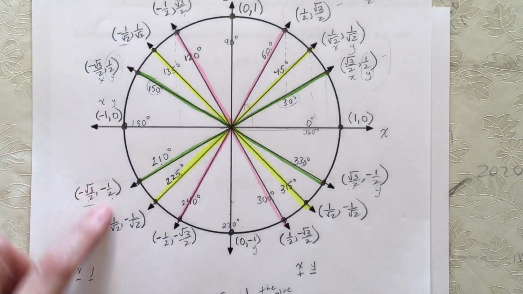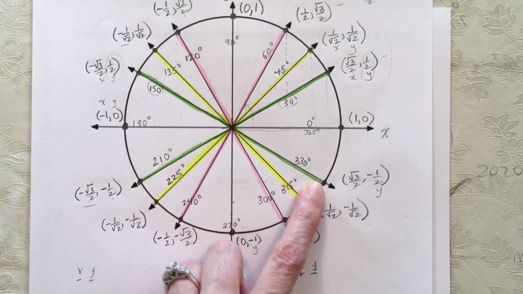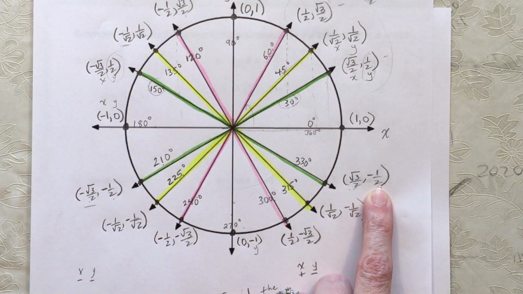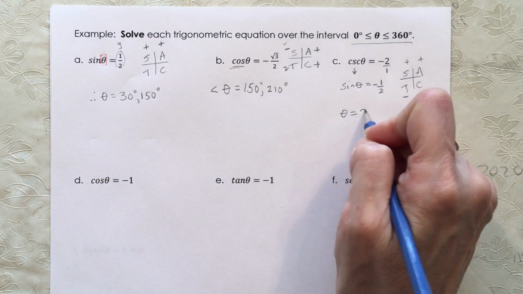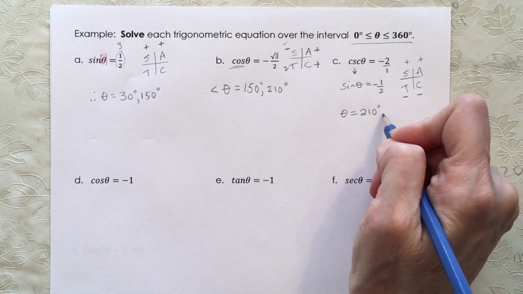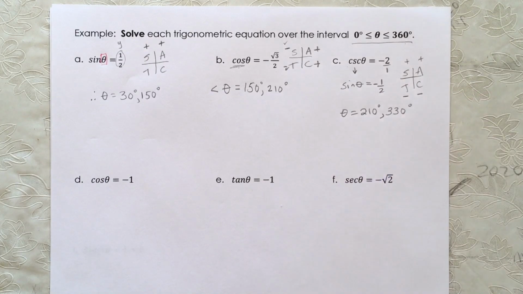So the y value is negative 1/2 there at 210, and then I also know in the fourth quadrant, I should also have the same green one again, negative 1/2 at 330. So it should be theta equals 210 degrees. Don't forget degrees, they're like units, and 330 degrees.